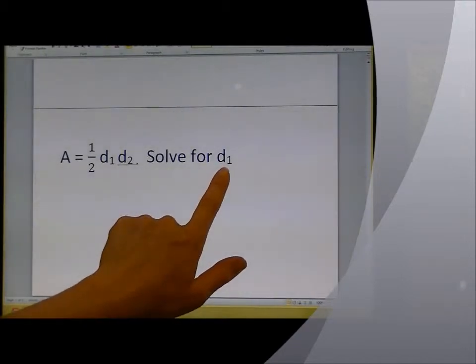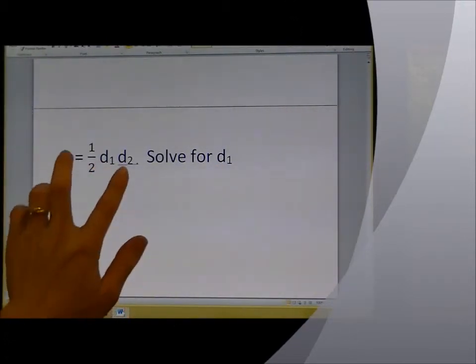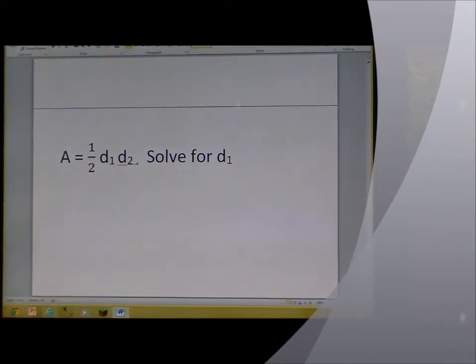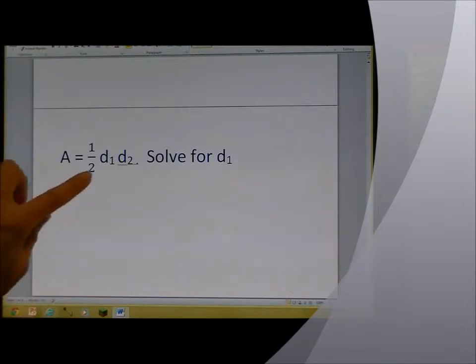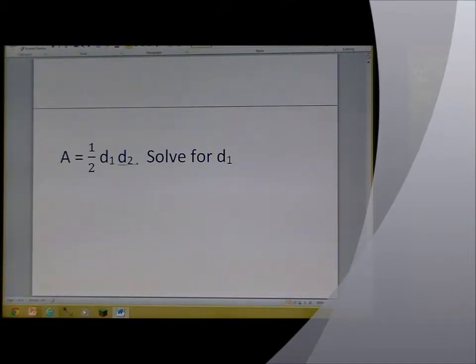So if we want to solve for d sub 1, that means that we want d sub 1 all by itself, and this other stuff needs to get moved to the other side. So if we want to do that, we want to get rid of that 1/2. So we want to divide by 1/2. But if you remember from fractions, dividing by 1/2 is the same as multiplying by 2. And when you multiply 2 times 1/2, you just get 1. So we're going to multiply both sides of the equation times 2.